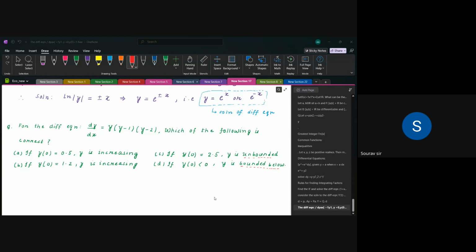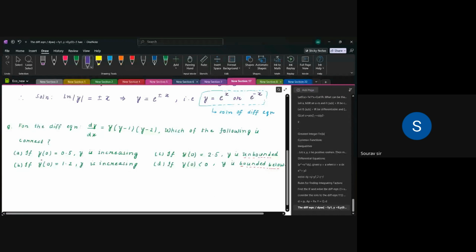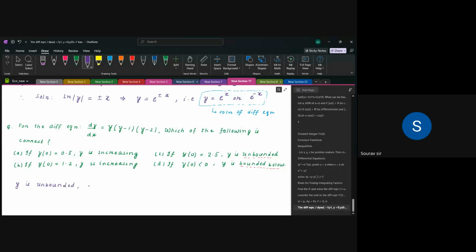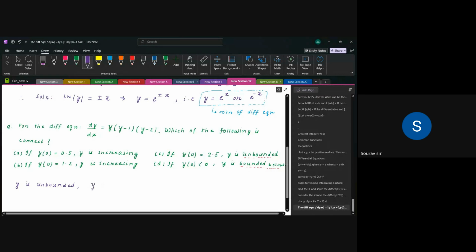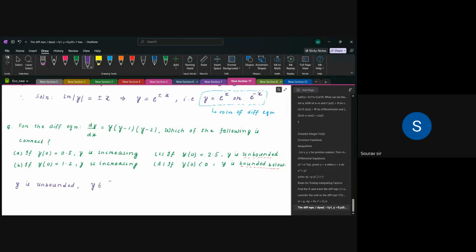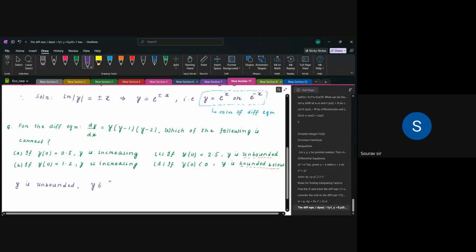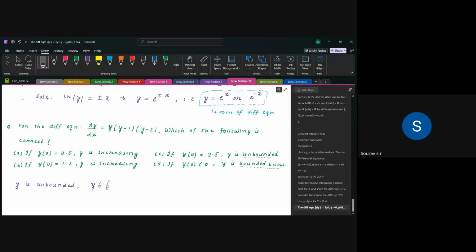Okay. So the idea is, just for others also, I'm writing it down in short. When I'm saying that y is unbounded, it clearly means that the values of y can be anywhere between minus infinity and plus infinity. That is what unbounded means.